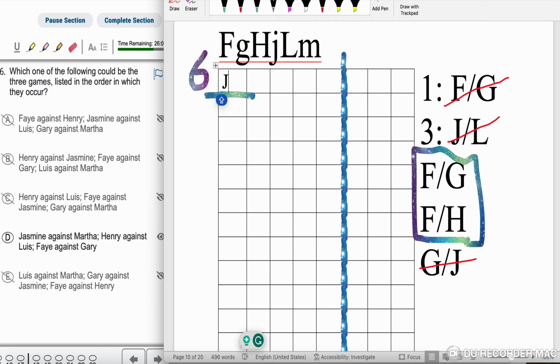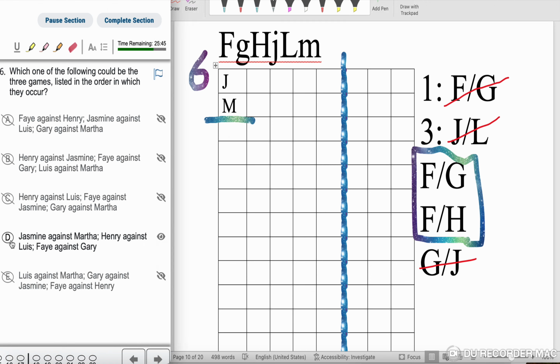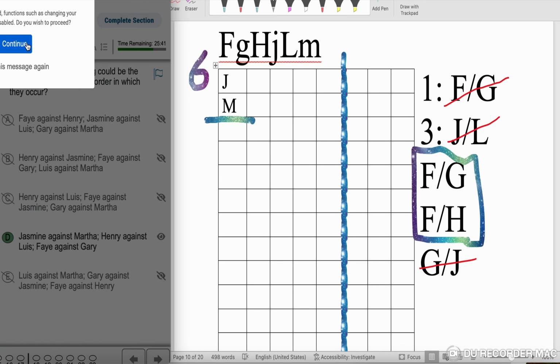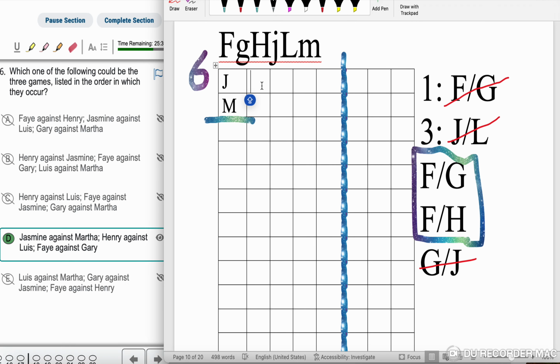And also, if you want, you can go ahead and apply the rules, and you will see that the information is available to that one choice only. So basically, all these conditions meet the rule that's available in choice D. And then the answer for this question is going to be D: J against M, H against L, and for game 3, F against G.